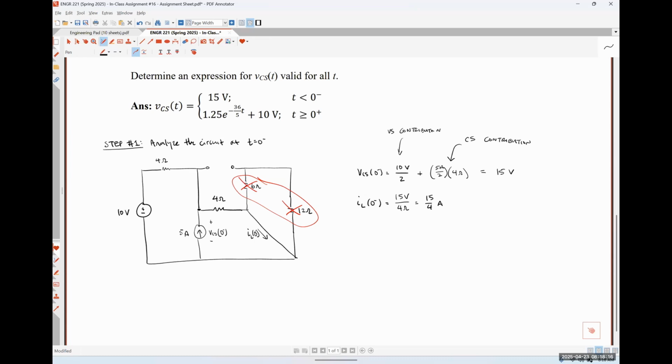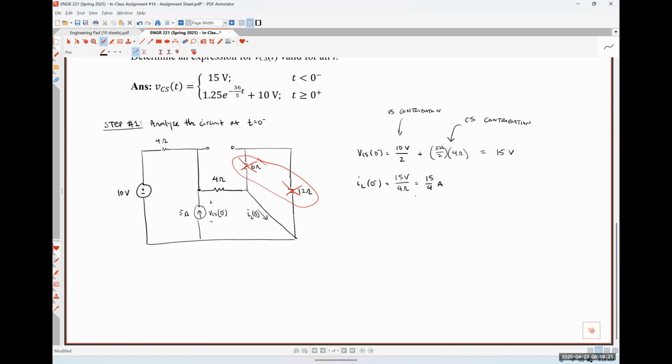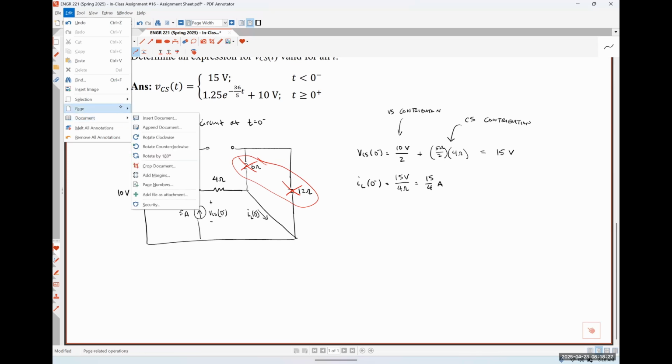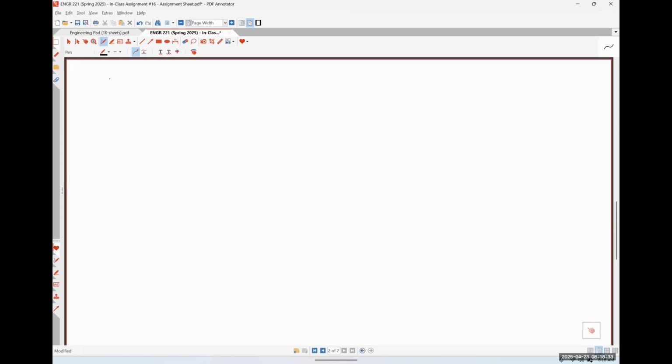All right, so now let's analyze our circuit at t equals 0 plus. Let me give myself another sheet of paper here. You guys could arguably use the back. So for step number 2, we will analyze the circuit at t equals 0 plus. So now our switch is closed, so our circuit's going to look something like this.